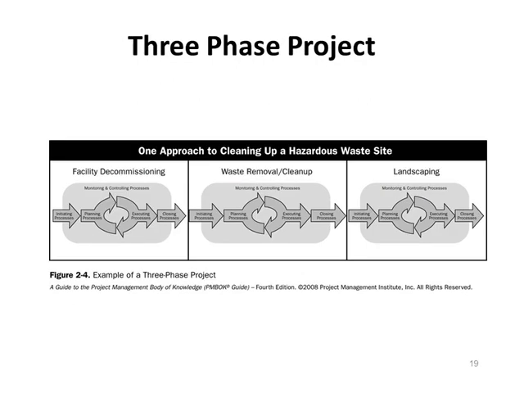This is an example of a three-phase project, which is sequential in nature. The first phase is facility decommissioning, the second phase is waste removal, and the third phase is landscaping. As you see, in all these three phases, there is a project management life cycle, that is initiating, planning, executing, controlling and monitoring, and closing.